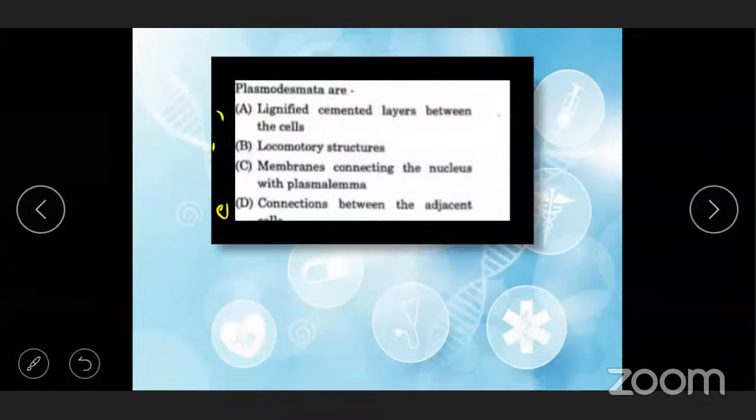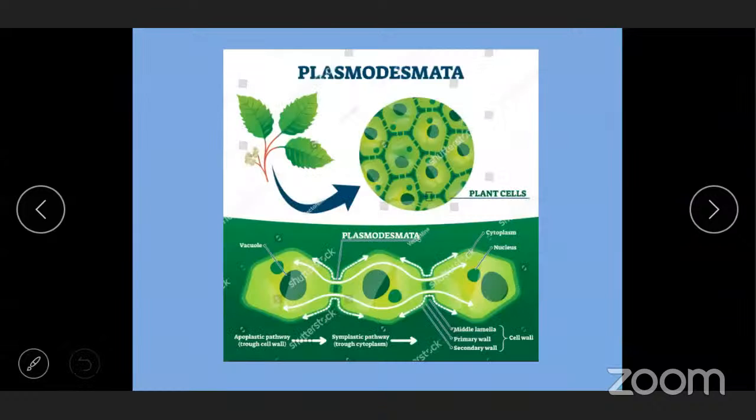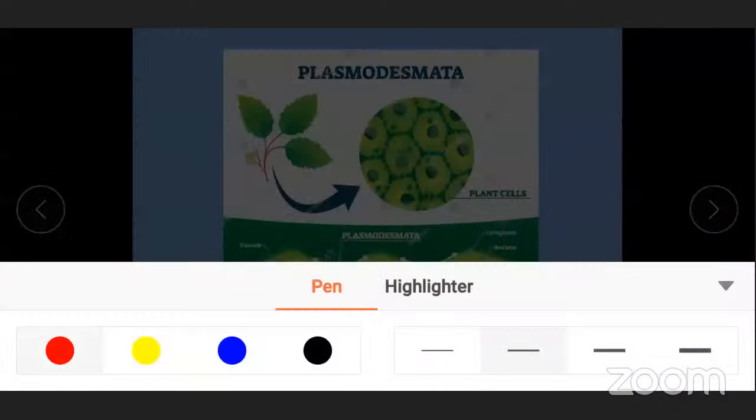Plasmodesmata. Do you know what a plasmodesmata is? Have you heard it for the first time? Is it so? Yes, ma'am, first time. This has never happened in 15-16 years? Ma'am, I knew a little bit. Okay.